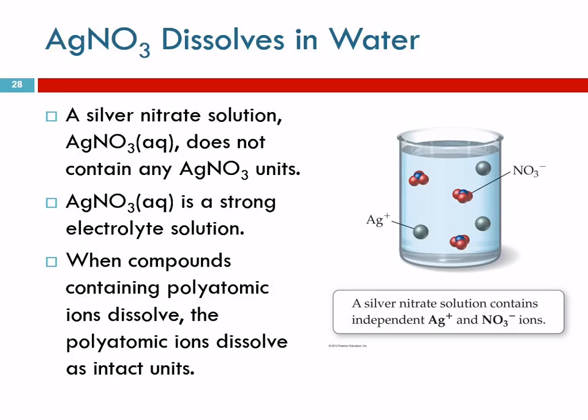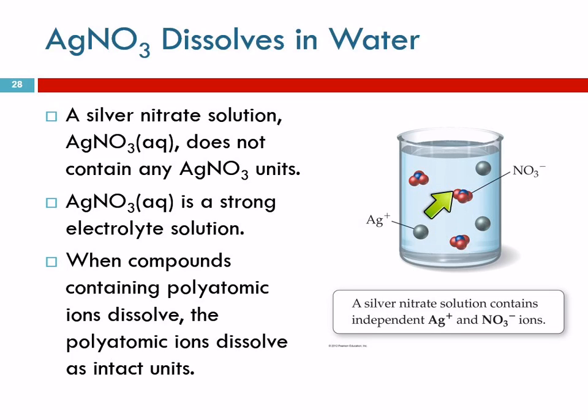Silver nitrate also dissolves in water. Here we have the silver ions and the nitrate ions. This is also a strong electrolyte solution because it completely comes apart into its individual ions. What's important to notice is that this polyatomic ion, nitrate, does not come apart. The oxygen atoms and the nitrogen atom are covalently bonded to each other. Think superglue. This ionic bond is like a magnet, and this covalent bond is more like superglue.